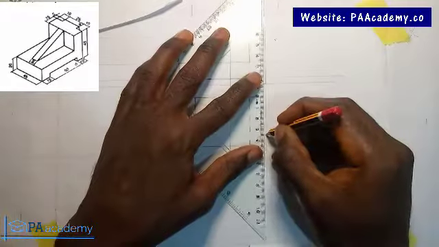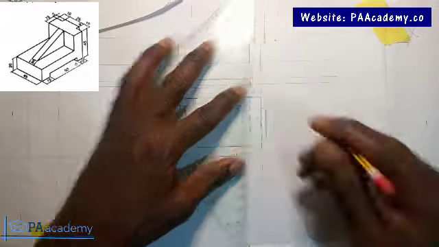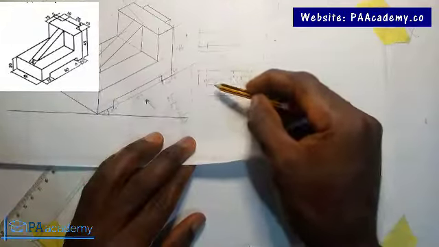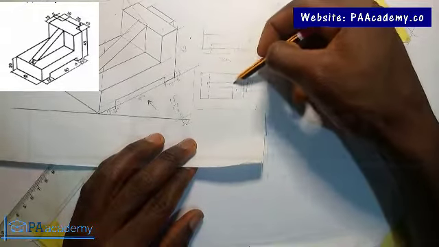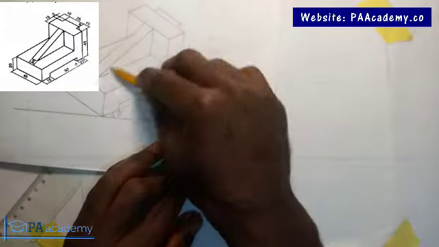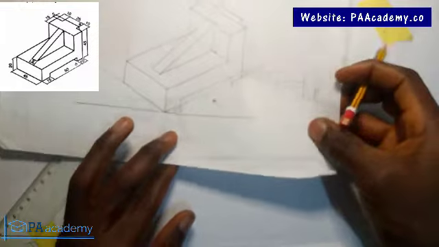So let's just join this. So we've gotten this. Now the next one is this. If you are looking at it from the top, this is what it's going to look like. Exactly. But if you are looking at it from the side, it's going to look like a right angle triangle. All right, so now let's pay attention to the dimensions.